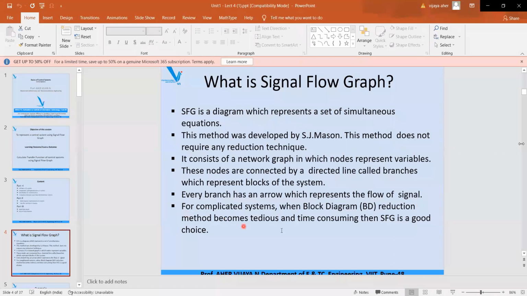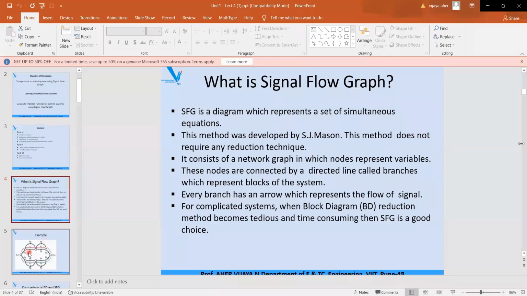For complicated systems, when block diagram reduction methods become tedious or time consuming, then signal flow graph is a good solution, a good choice. Okay, so where is it used? For complicated systems, when block diagram reduction techniques become tedious and time consuming, then signal flow graph is used. Okay.